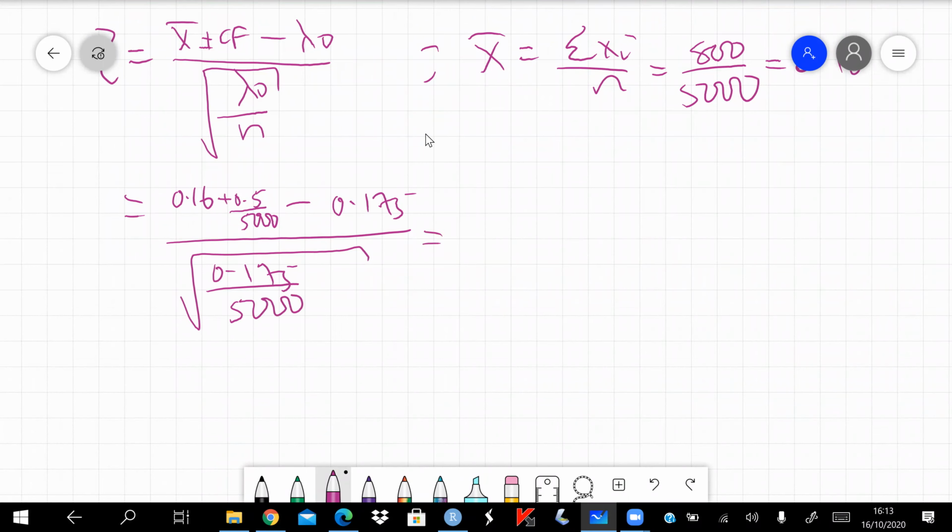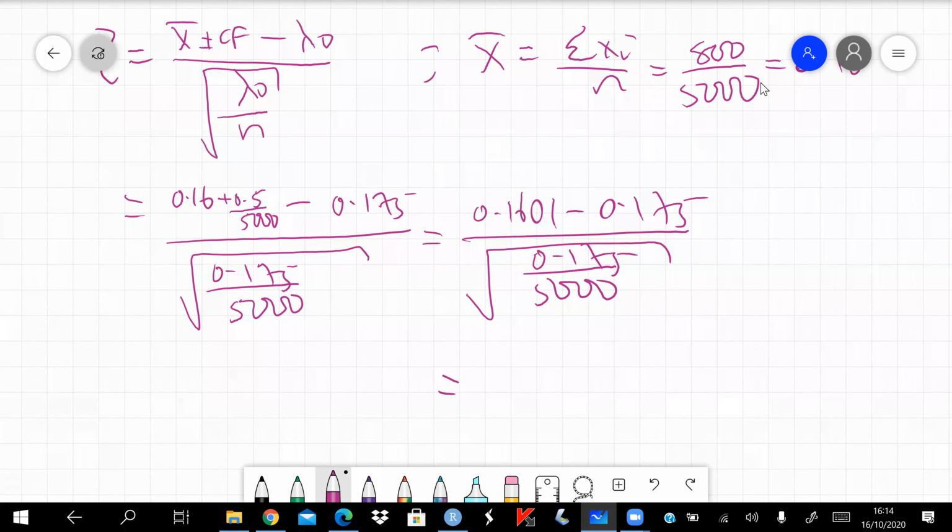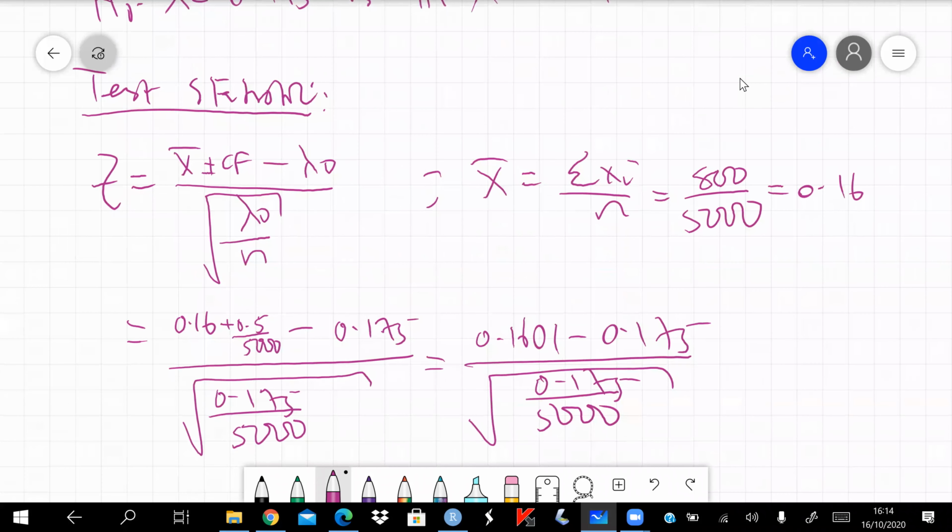So let's simplify that. When you simplify this, you'll get minus 2.5, let's say 116, something like that. Is that correct? Or is there a mistake? Sorry, yeah, there's a mistake somewhere. So this should be 19, so let's work with 19. Okay, so that's the calculated Z statistic.